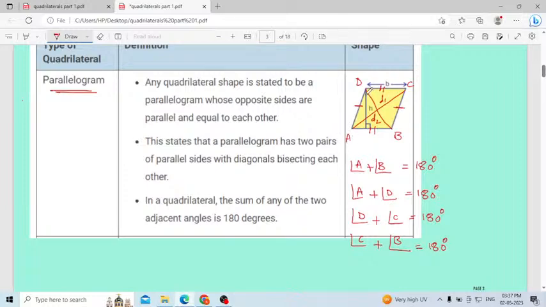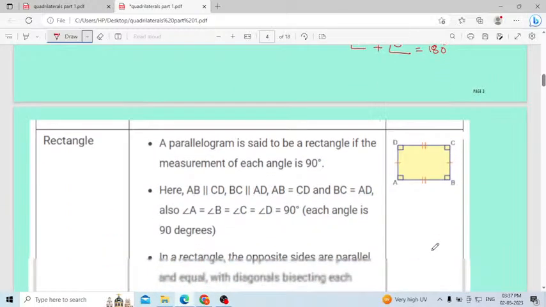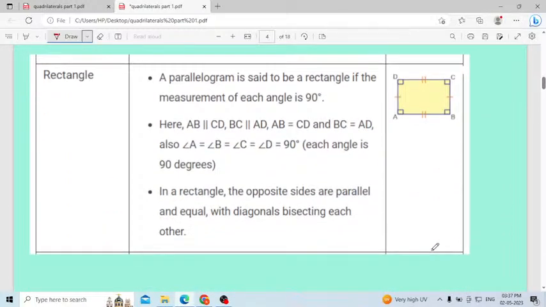Then one more condition, the diagonals will intersect each other. Yes. Then the last condition of a parallelogram is the sum of the adjacent angles will be 180 degrees. These are the important features or important conditions of a parallelogram. Don't worry, I will explain once again when it comes to the properties, angles, everything. Don't get confused. They will look the same, but there is a little difference between the parallelogram, rectangle, rhombus, everything. These are important things you have to remember.